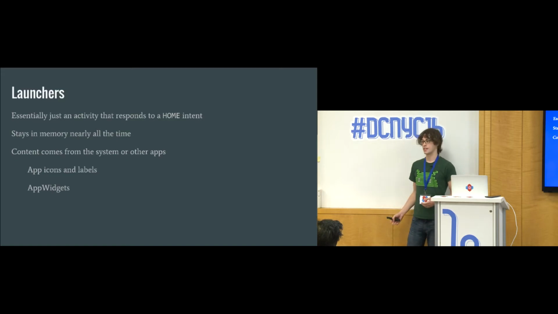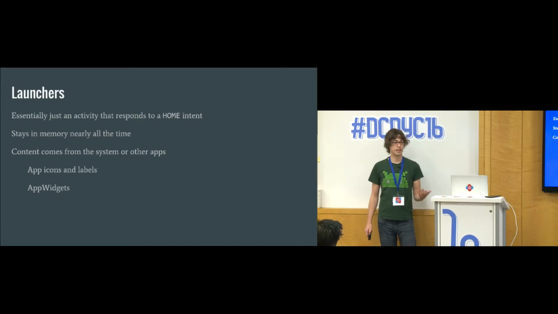And it's interacting with the system. It's displaying all the icons on your desktop, and it gets that from the system. It's displaying app widgets, and it gets that from the system. So yeah, that's what the launcher is. And I think that gives launcher developers kind of a unique view of Android. And so I'm going to talk about the launcher view of interprocess communication.